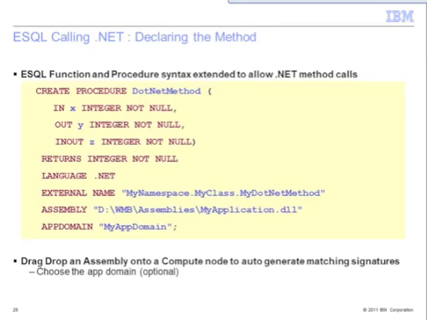And when you're calling from ESQL into .NET, as we saw the pattern do on the previous chart, there are a few extra syntax enhancements that we made to the ESQL language to allow .NET methods to be invoked from ESQL. Things like the assembly name and the language of .NET, where you can choose what assembly the methods will be in, etc. And you can even have this generated automatically by dragging and dropping an assembly onto a compute node to auto-generate the signatures for the .NET methods.